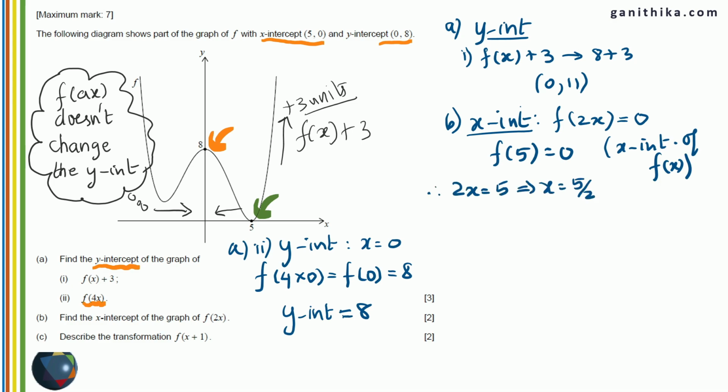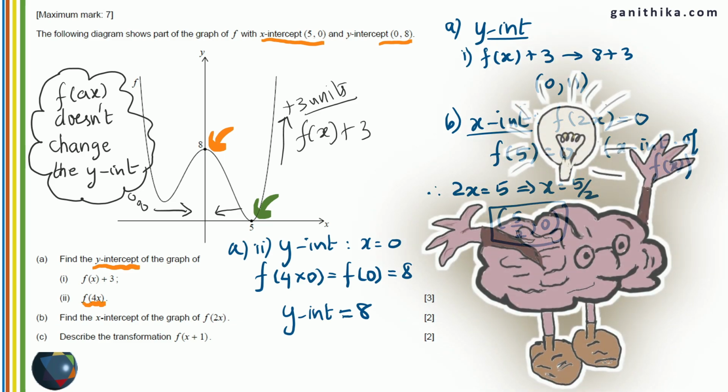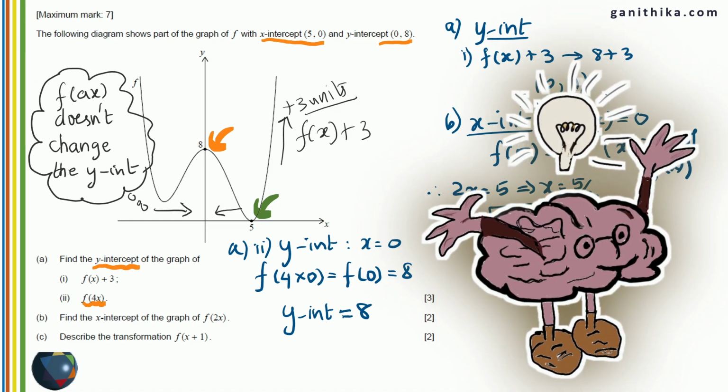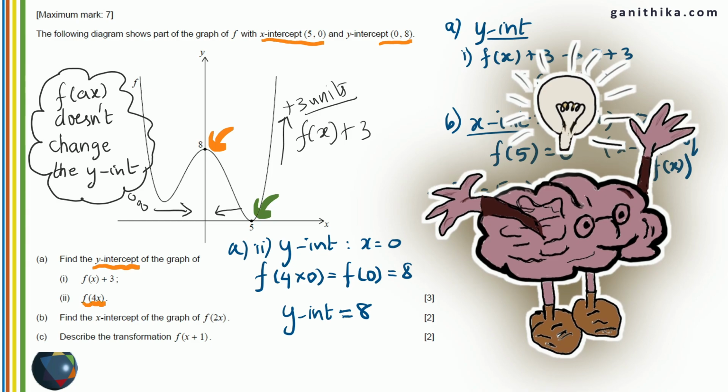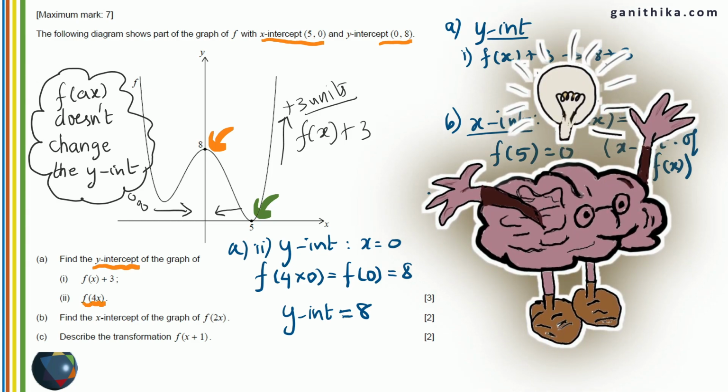Therefore we can equate them both. 2x is equal to 5. Therefore x is equal to 5 over 2. 5 over 2 comma 0 is the coordinate of the x-intercept. You can also just leave it as x is equal to 5 over 2 because in the question you are not asked to give the answer in coordinate form. You are just asked to find the x-intercept. So it's okay if you give x is equal to 5 over 2. You will get the marks there.